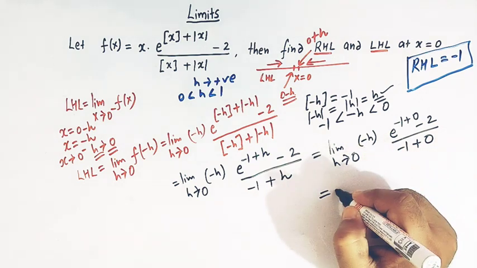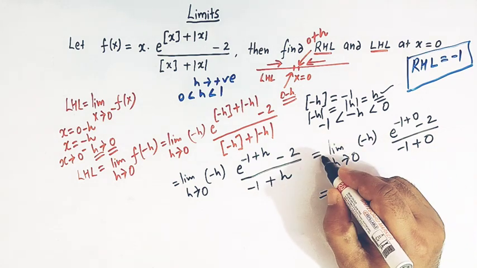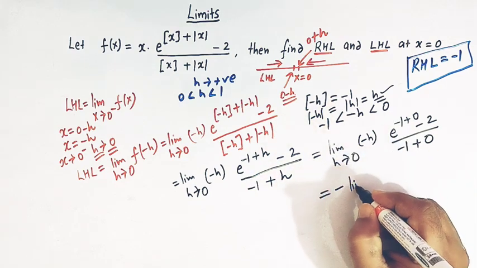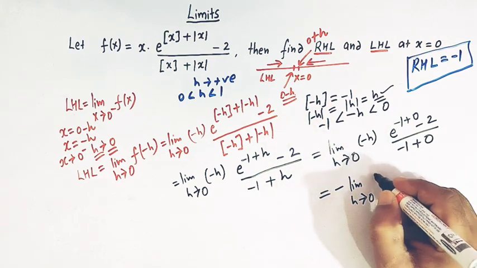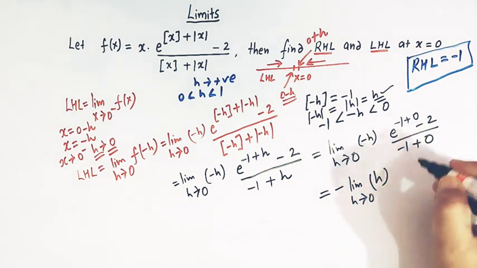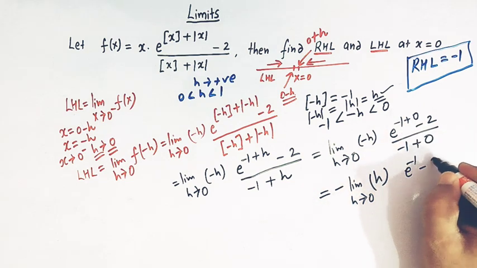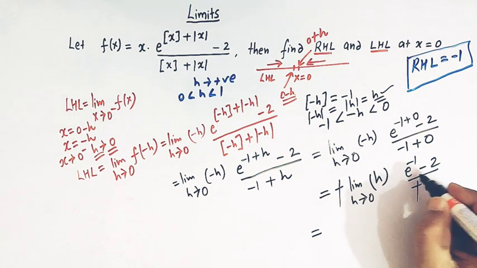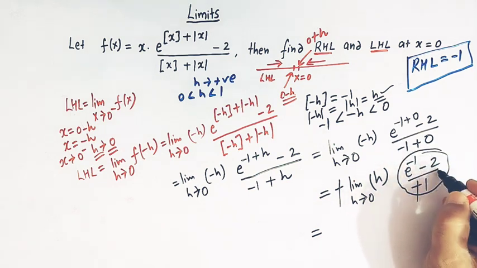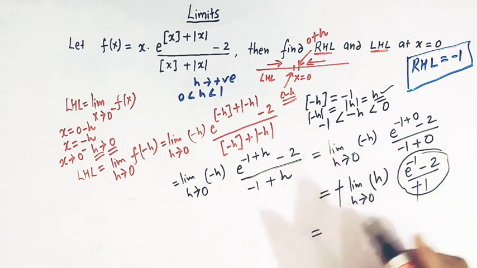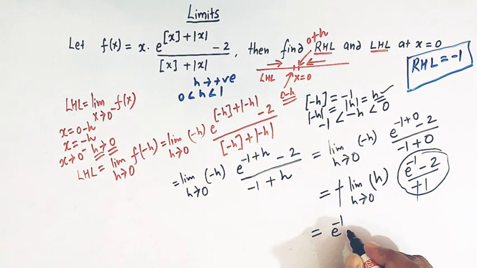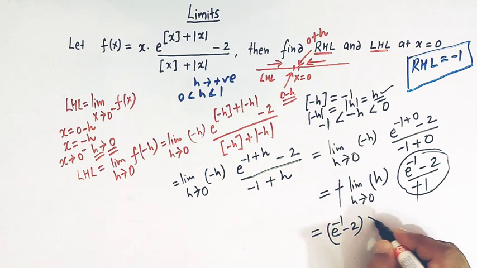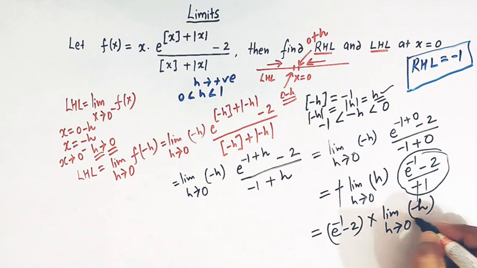So this is negative. We can take this negative sign outside the limit notation. We have limit h tends to 0, this is h, and here we have e raised to minus 1 minus 2 divided by minus 1, right? Now this negative sign and this negative sign get cancelled, and this is a constant, right? So we can take it outside the limit notation sign. So we have e raised to minus 1 minus 2 multiplied by limit h tends to 0 of h.